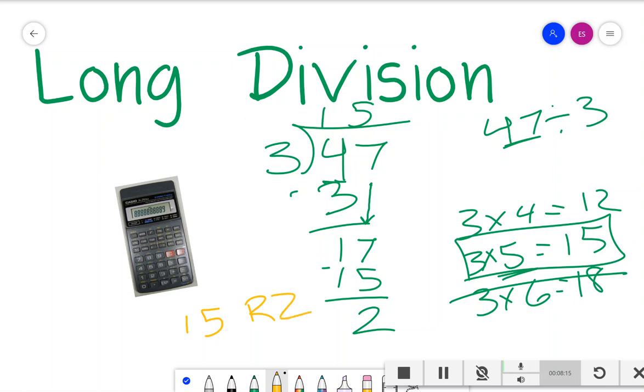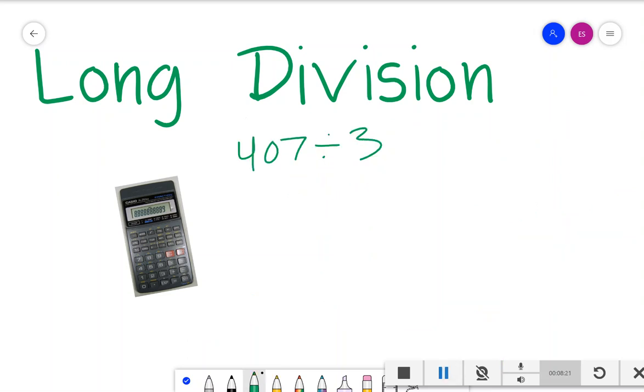Okay, let's try one more problem, this time a little bit more complicated, and see how we do. Let's try this one: 407 divided by 3. Don't be fooled by it being a longer number. The same process applies, and we can totally do it. So remember, take the number you're dividing by, put it on the outside of the box, and put the number you're dividing on the inside.